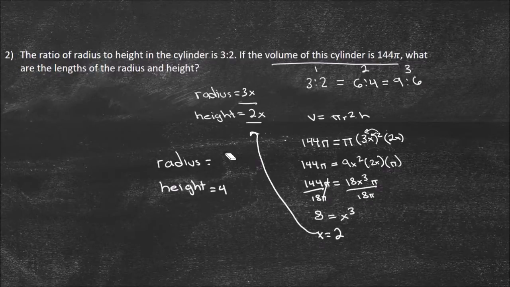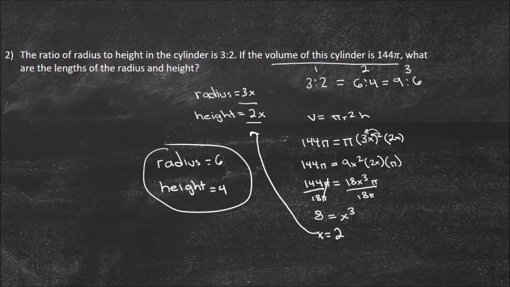Let me write a better 6 there. Radius is 6, and the height is 4. And the key here is notice that this satisfies this initial condition that says the ratio of radius to height is 3 to 2. Well, radius to height is still 3 to 2 because 6 to 4 divided by 2 is 3 to 2. So our ratio was satisfied, and that's what multiplying by this x does.